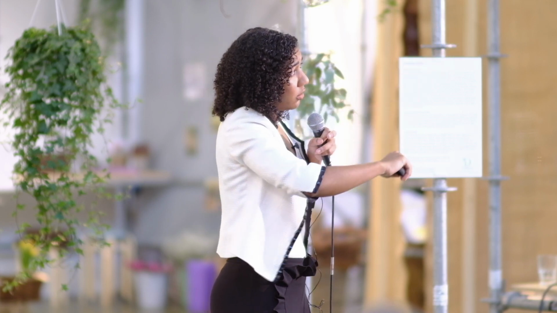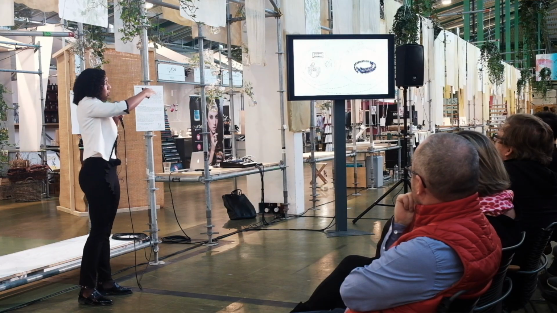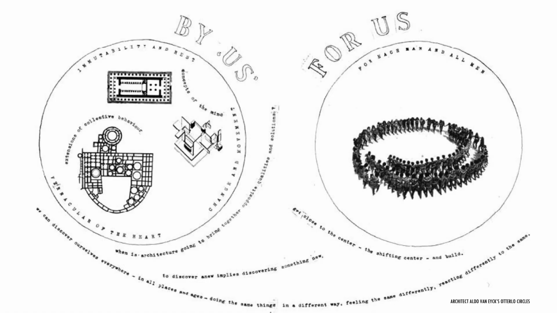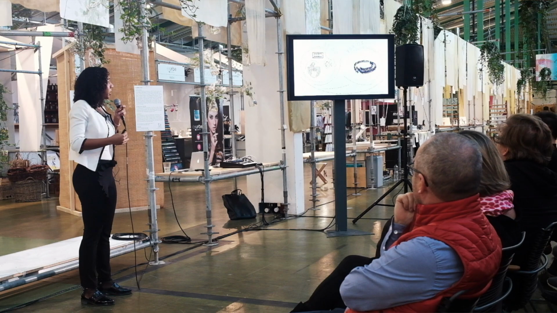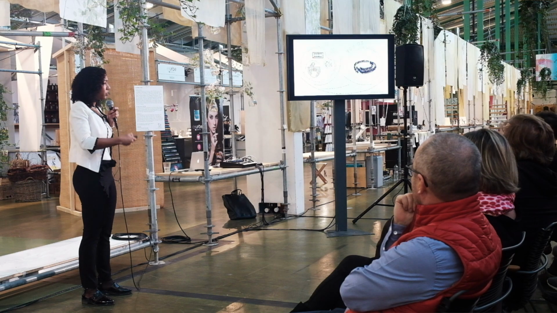by us. Then we move on to the next circle, for us, where you see a whole bunch of people gathered together discussing what to do next. And the problem with architecture is that it's always this division between the by us and the for us. But actually architects are human beings like everyone else. And construction has always been by the people, not by privileged few for privileged few.